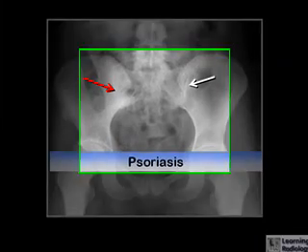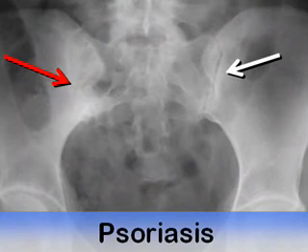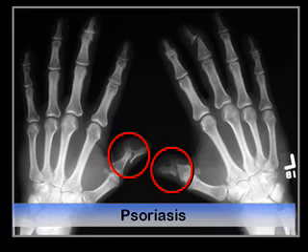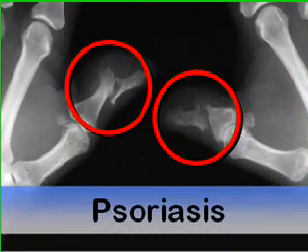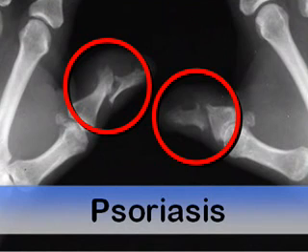This is a plain film example of psoriatic sacroiliitis. Both SI joints are involved, but the right SI joint is more fused than the left SI joint, which is narrowed and slightly irregular. This is the characteristic appearance of psoriatic arthritis in the hands. The red circles are demonstrating a characteristic erosion at the distal interphalangeal joints, which is called the pencil-in-cup deformity.